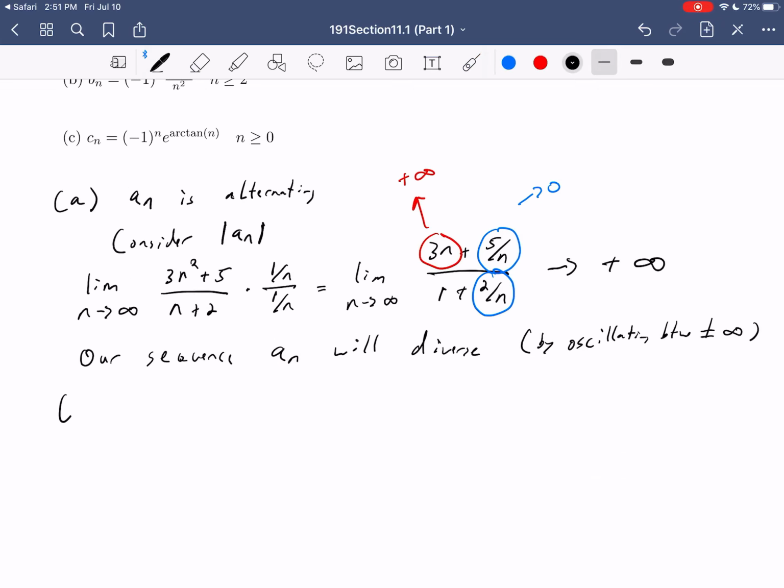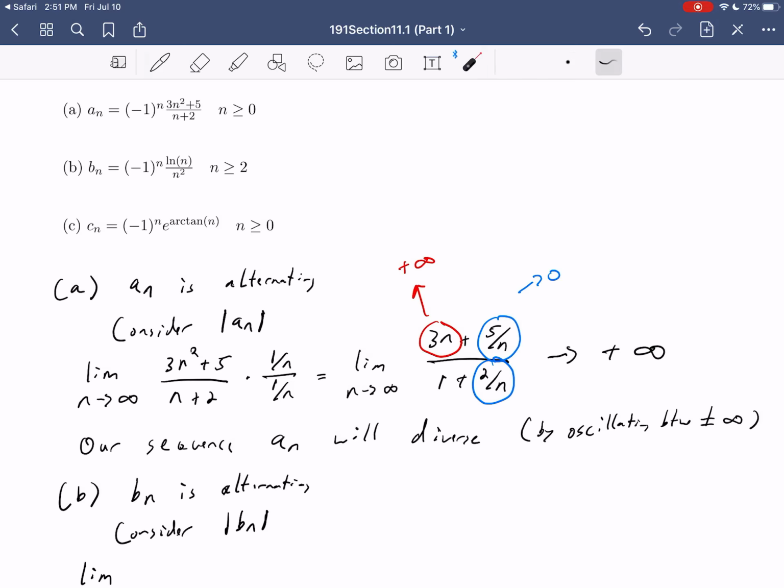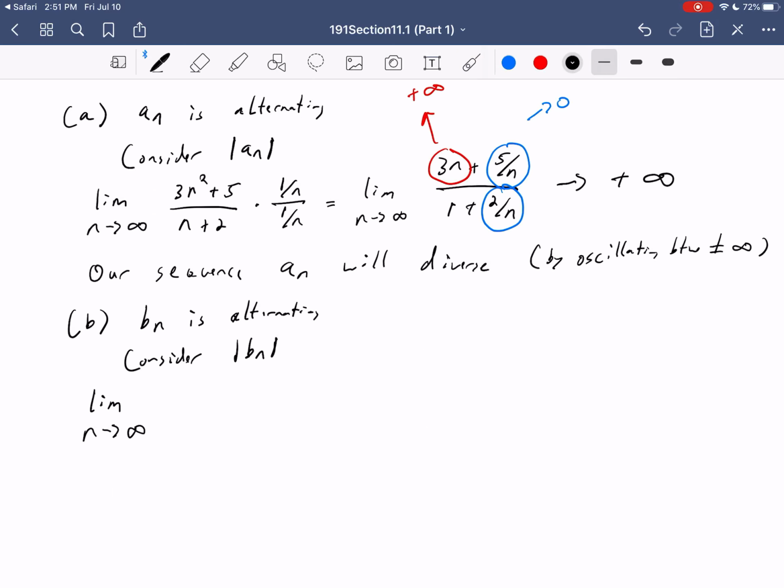Okay, let's try B. So B sub n is alternating. So once again, we use the same idea. We're going to consider the absolute value of B sub n. So we're going to do the limit as n goes to infinity. If we do the absolute value here, we're just going to remove that term and analyze the ln of n over n squared. In some ways, what you're doing is analyzing the magnitude component. If you've taken a physics class, the magnitude is sort of the size of something. So we're just saying, ignore the alternating part, just focus on the size component.